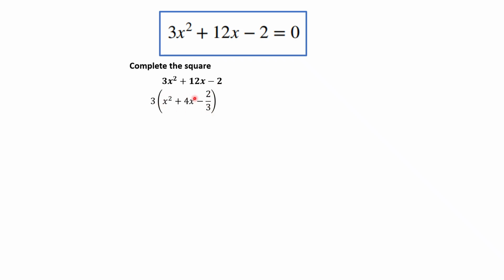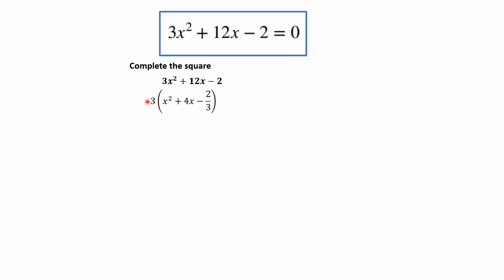Now we focus on this part. We complete this square. Do you remember? We focus on this number. What do we do to this number? We do two things. Half it, square the answer. Half of 4 is 2. Square of 2 is 4.